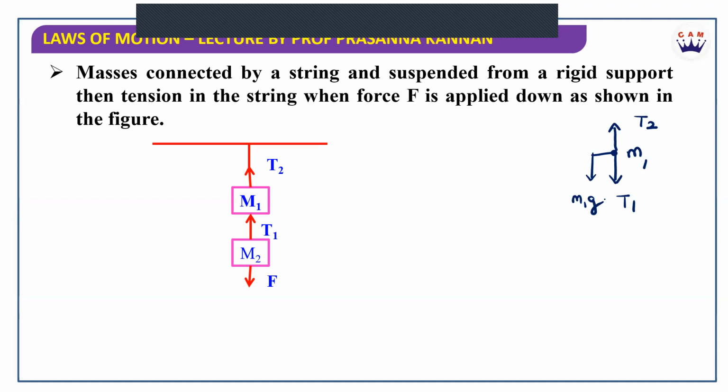M1 into G, that's all. Clear? Does it experience F directly? No, it experiences F only through T1. So that's all. These are the three forces, only three forces. One is M1G, one is T1, another one is T2. Correct? Now, if it is staying where it is staying, then that means it is in dash.